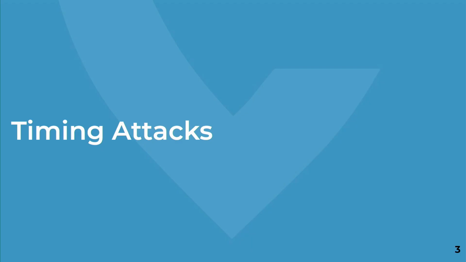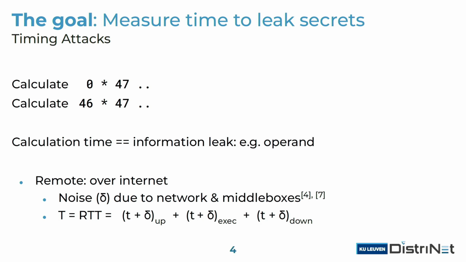So first on timing attacks. The goal of a timing attack is always to measure time in order to leak secrets. So if I were to ask the front 3 rows here to calculate 0 times 47 and raise your hand when you're done, that's very quick, right? And the back rows, if you calculate 46 times 47 and raise your hand when it's done, I won't wait for the answer, but it's going to take a bit more time.